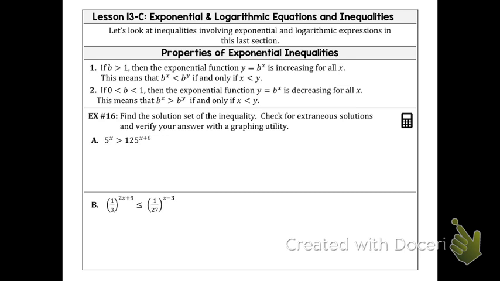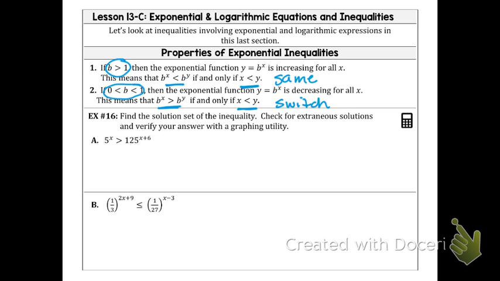But number 2 tells us that if our base is between 0 and 1, then the exponential function y equals b to the x is decreasing for all x. This means that if b to the x is greater than b to the y, that's if and only if x is less than y. So the big takeaway here is if your base is greater than 1, your inequality signs will stay the same. If your base is between 0 and 1, your inequality sign will switch because it's decreasing instead of increasing. So same inequality if the base is greater than 1, switch the inequality if it's between 0 and 1.